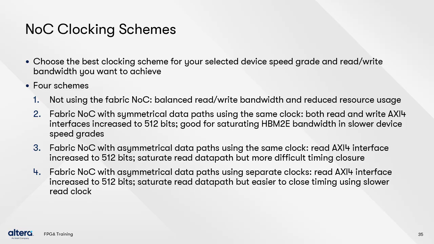Faster clocks in the core always make it more difficult to meet timing. If a separate clock is used for the asymmetric data paths, read bandwidth can be saturated, but write bandwidth cannot due to the smaller bus width. However, it will be easier to close timing because the read clock frequency does not need to be as fast to still be able to saturate the read bandwidth. As before, for more detail on the clocking schemes, see AppNote 1003.